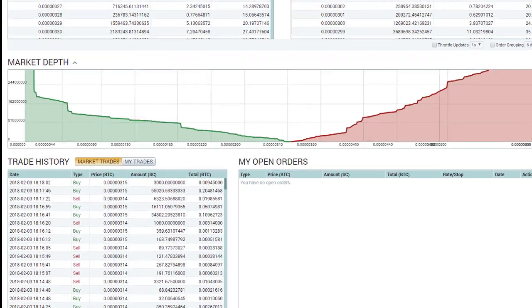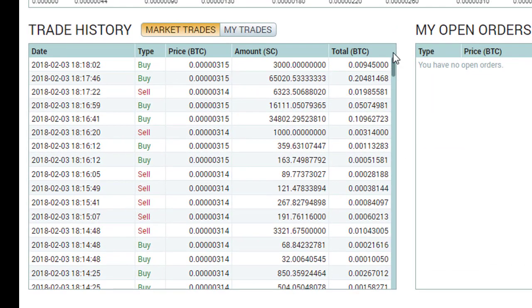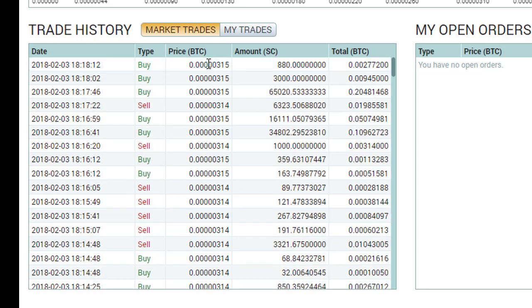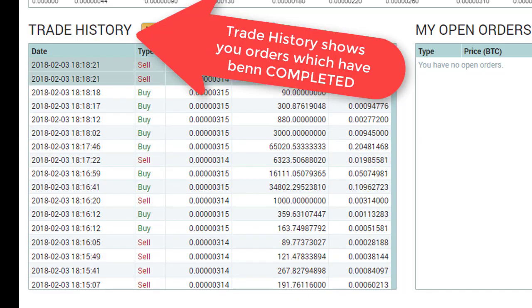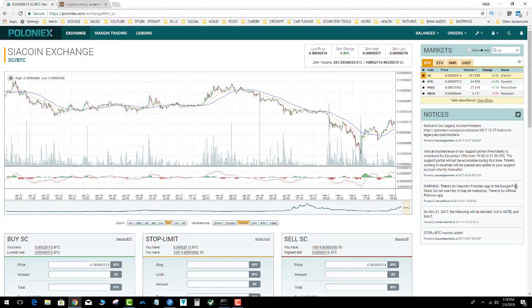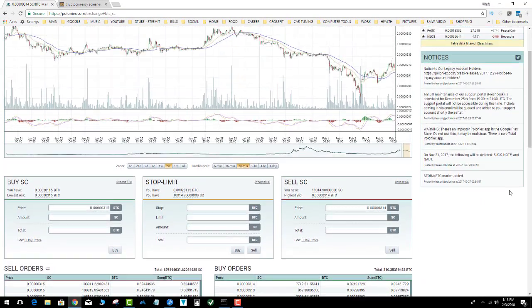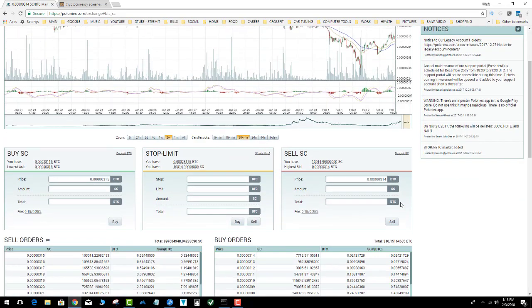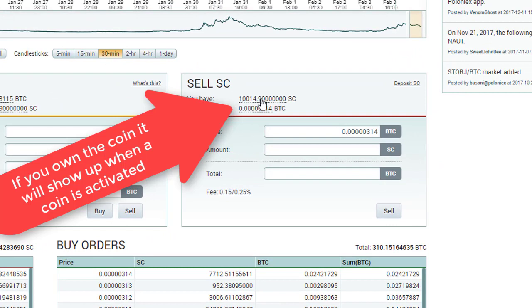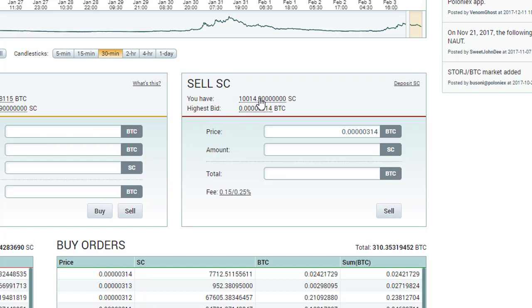Now we go down to the trade history. Trade history represents orders that were actually executed, meaning they actually went through at that price, and whether it was a buy or a sell. So that's the basics of the main exchange page. Now, if you own a specific coin, it will show what your balance is in your buy and sell boxes. As you can see, it says I have 10,000 Siacoin.